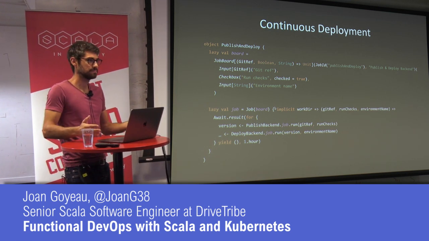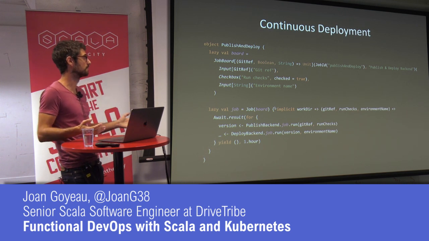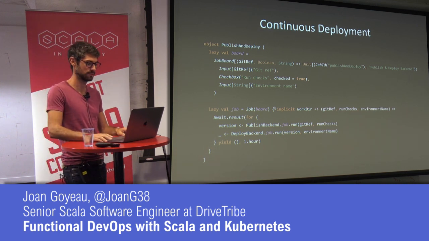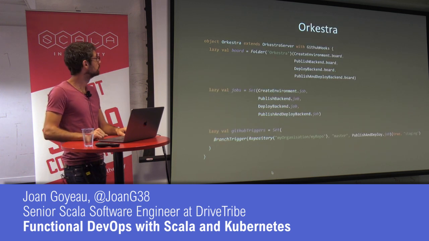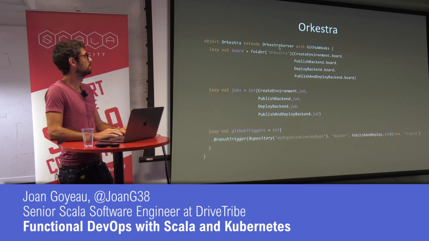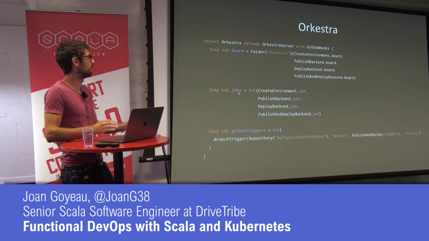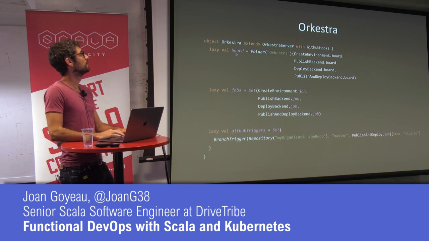All right, that's all the jobs I was going to show you. Now we actually need to run the server, right? We wrote those jobs, and to do so, we just need to extend Orchestra server, and by doing that, you will be forced to implement board and jobs. So again, board is the UI, jobs is all the actual jobs. Board is actually going to be compiled to Scala.JS, to JavaScript really. And here another type of board is a folder.